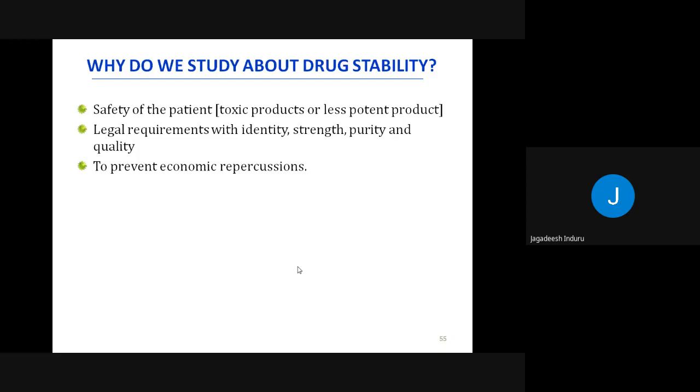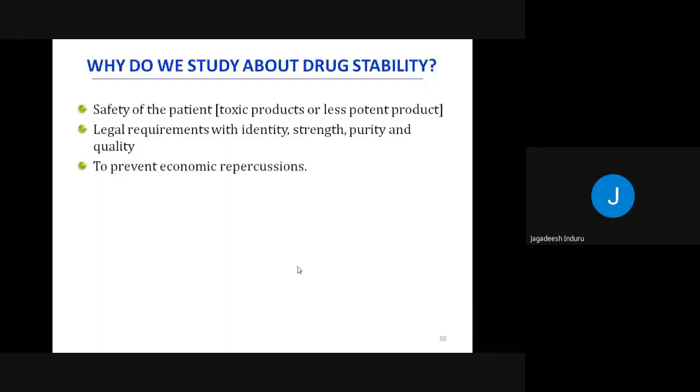Another one is that we need to meet the requirements of regulations. After completing B Pharmacy, you may enter the regulatory field, like a drug inspector, where you take samples from pharmacy stores and manufacturing houses, and they will be sent for testing. If they do not meet the requirements of identity, strength, purity and quality, you can ask the company to close. You can ask the pharmacy store to close by putting the shutter down, and you can seal them. This is the legal requirement.